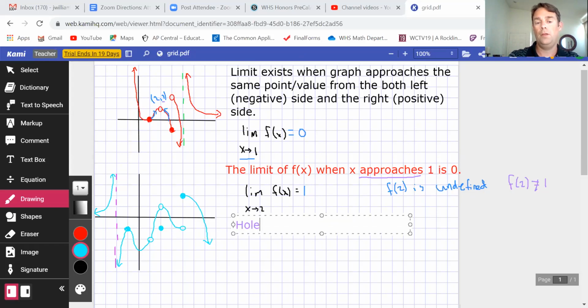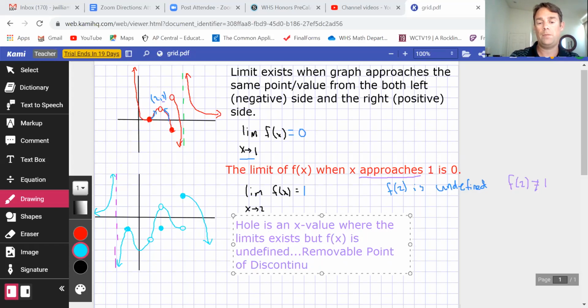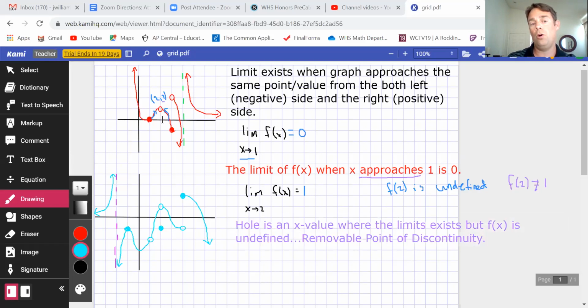A hole is an x value where the limit exists, but the function value is undefined. Later on, we'll call that something called a removable point of discontinuity. And again, you don't need to worry about that idea for a while. But if we're going to talk about it, might as well talk about it. So this idea here is that a hole, we get really close to it, so the function value is undefined, but the limit actually exists. That's a hole. The limit exists, function is undefined. So there actually was a real thing going on there back in pre-calculus. Well, let's try the next one.